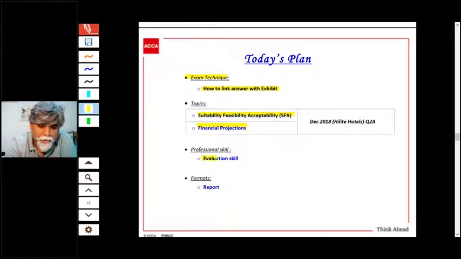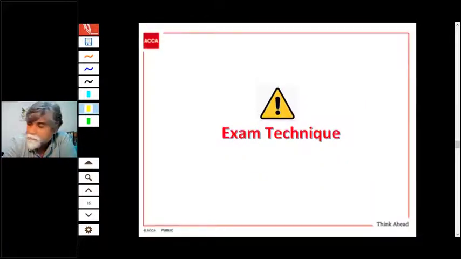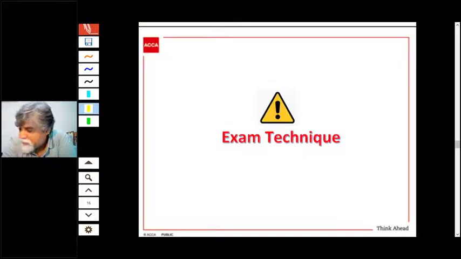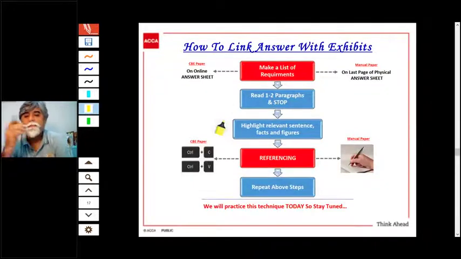Today I will also cover the evaluation skill, and under the formats we will talk about the report format. So are you guys ready for the exam technique? How to link answer with exhibit.